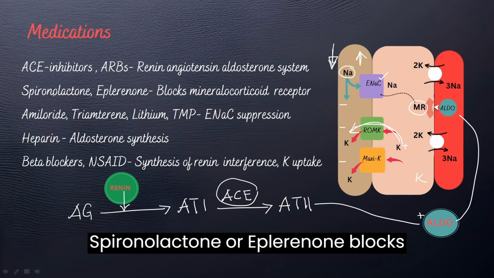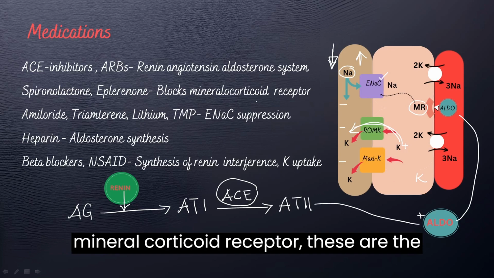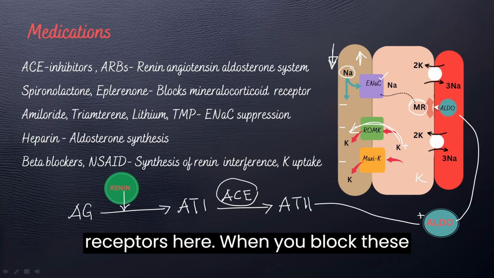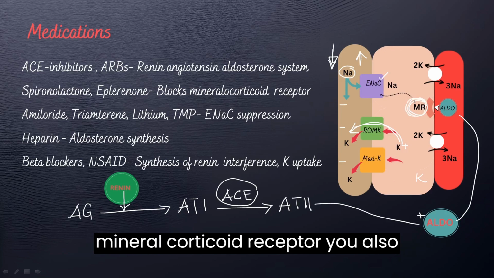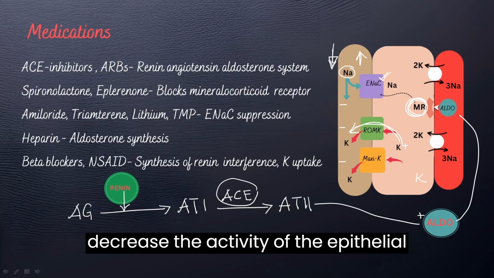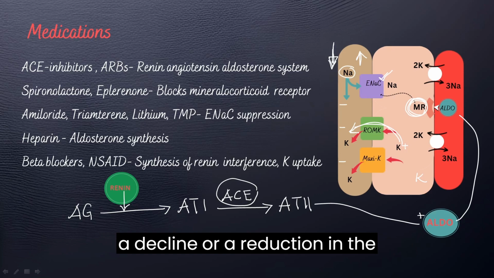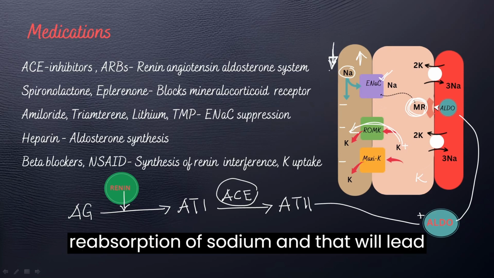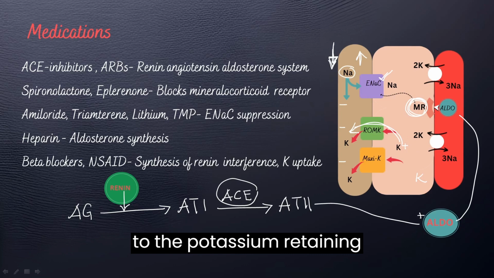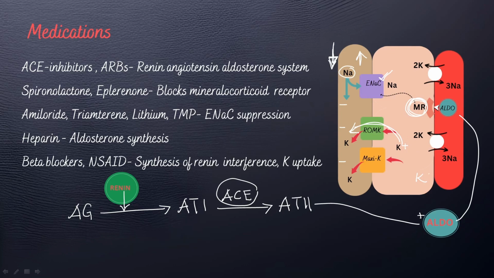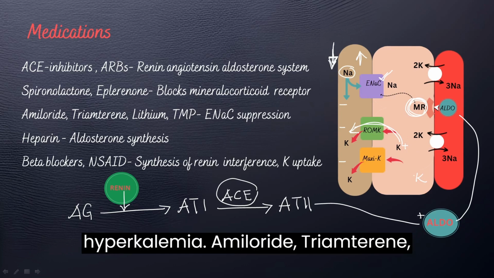Spironolactone or eplerenone blocks the mineralocorticoid receptor. These are the receptors here. When you block this mineralocorticoid receptor, you also decrease the activity of the epithelial sodium channels. So it brings us back to a reduction in the reabsorption of sodium, and that will lead to the potassium being retained or kept in the cells, or hyperkalemia.